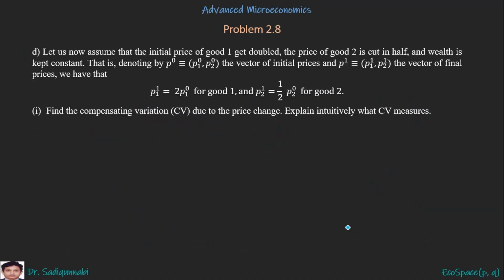Now 2.8d. 2.8d has two questions. One is for CV and the other is for EV, compensating variation and equivalent variation. First we take the compensating variation.